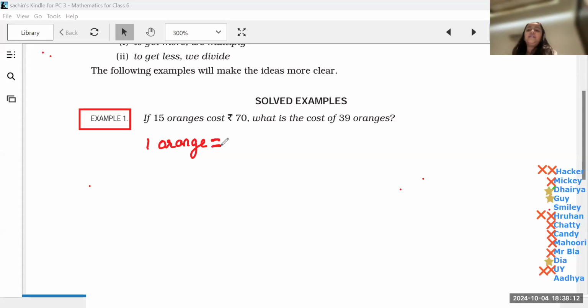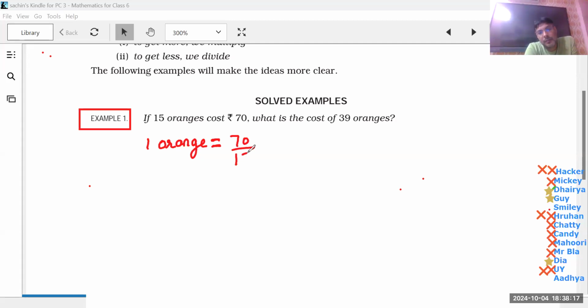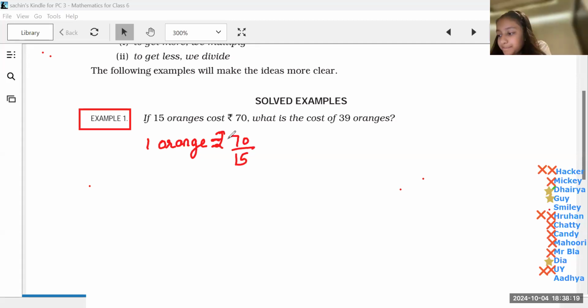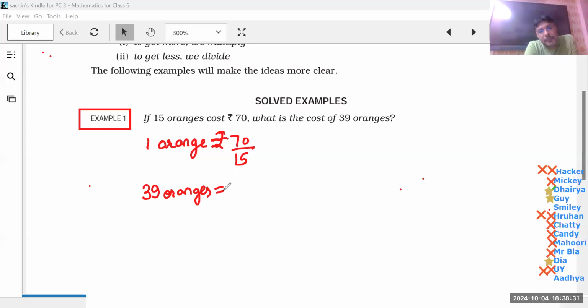Sir, rupees 70 upon 15. Yes, sir. So when you simplify, you can simplify now or later, because you will not get a whole number. So let me keep it like this. Now what will be the cost of 39 oranges, kids? One orange is this much. Just see that as a number. Don't see that as a fraction.